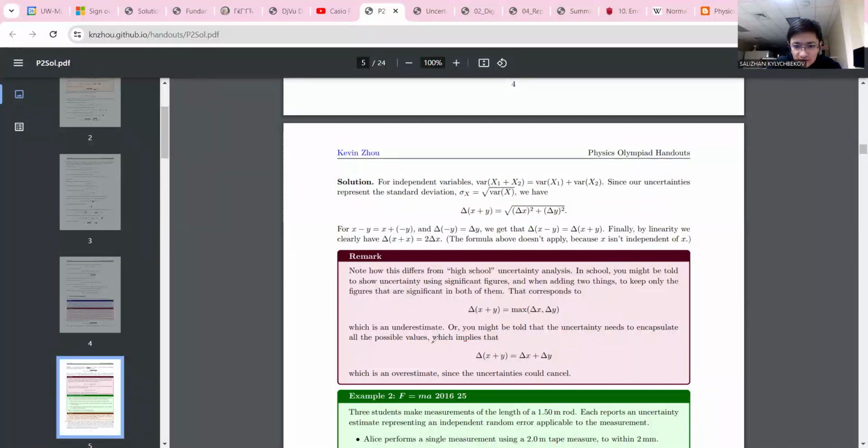How about the second one? You just add linearly. This is also not correct, because imagine one uncertainty is positive, another is negative, and they may cancel out. So this is an overestimate, and uncertainties could cancel. This remark is just removing the confusion that many students will have when they study this. So it's a good thing to know.